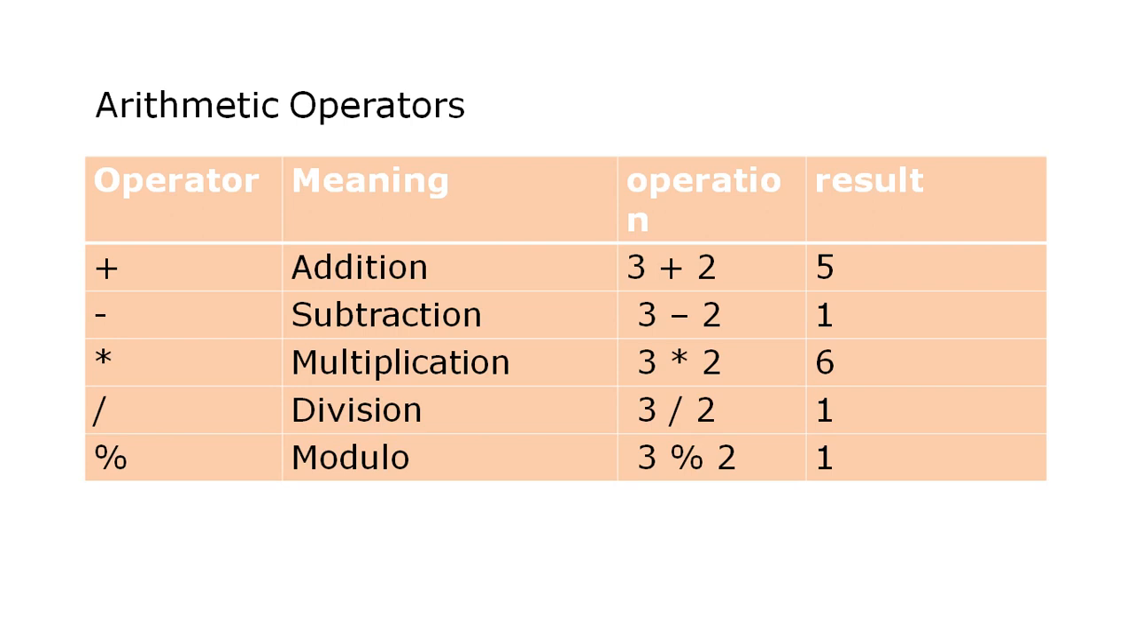First one, arithmetic operators. The plus symbol is to be used in the program, for example 3 plus 2 is 5. For subtracting two numbers, a minus b, the operator is minus. Star is for multiplication, slash for division, and percent for modulo, the remainder.